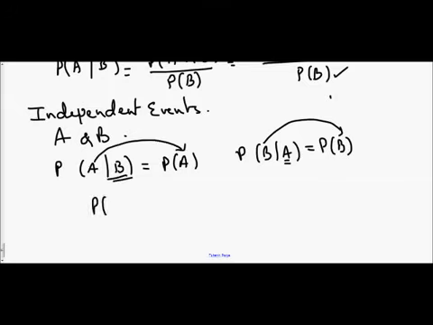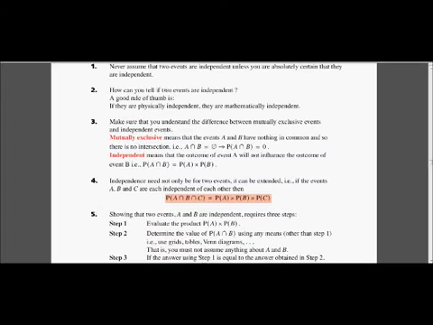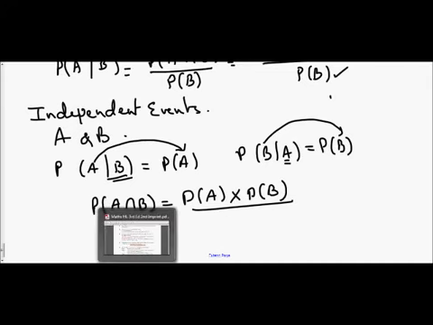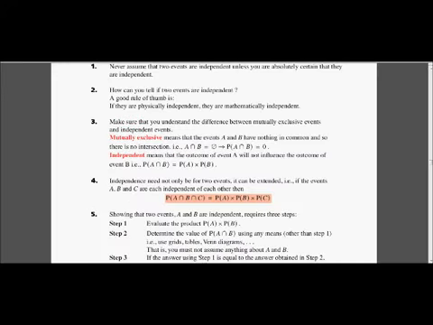Combining together, the most commonly used formula for independent events is P of A intersection B is equal to P of A times P of B. Now we'll look into some properties of these independent events. The first thing is, never assume that two events are independent unless you are absolutely certain that they are. That is, unless you know that P of A intersection B is equal to P of A times P of B. Unless you prove this mathematically, do not assume that they are independent.